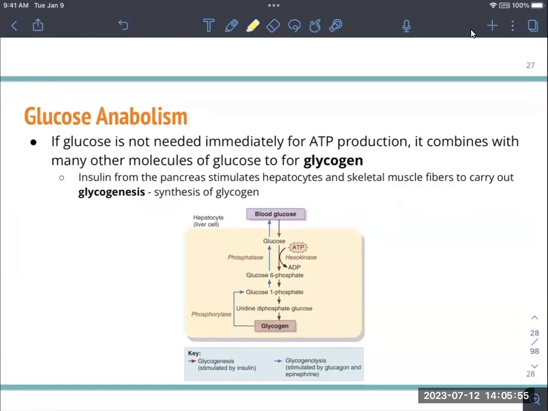Glucose anabolism. If we have more glucose in our body than what is needed, we don't need it for ATP production right now because we're lying on the couch doing nothing. We are going to form glycogen. Through this process, we use the insulin that came from the pancreas, and that gets these hepatocytes and skeletal muscles to go through glycogenesis. Again, glycogen, genesis, building. We're building glycogen.